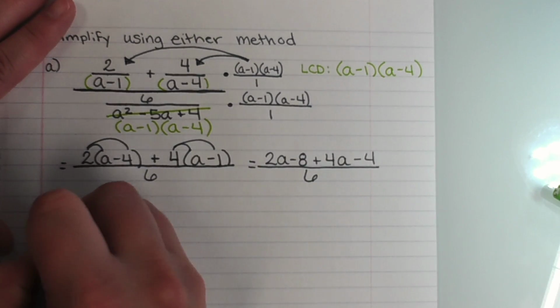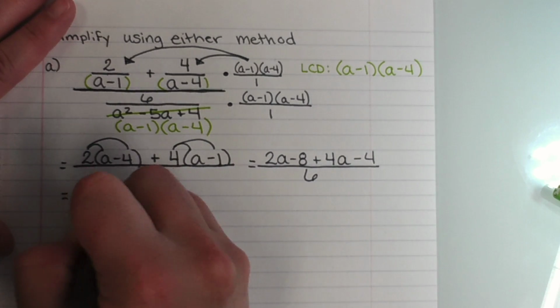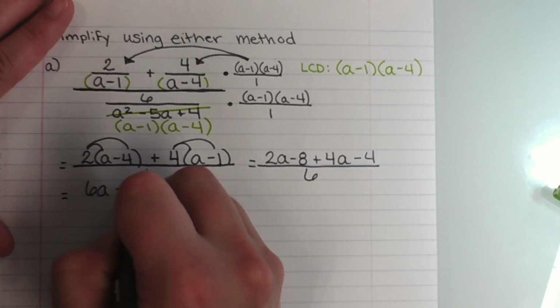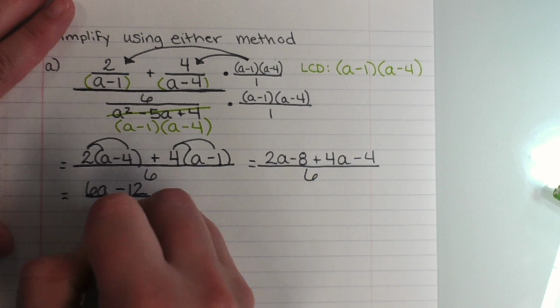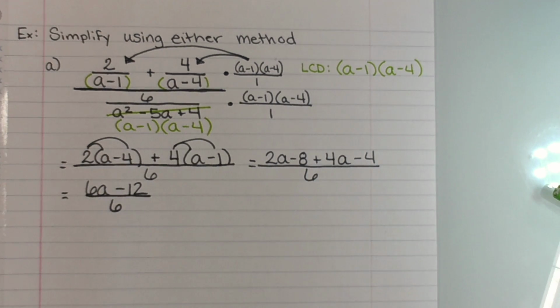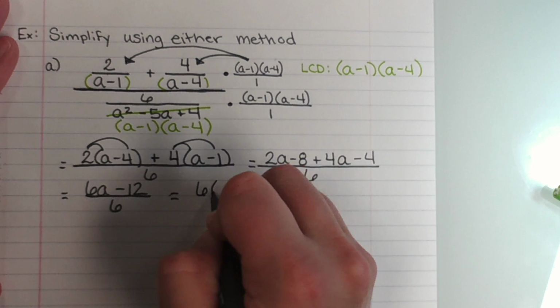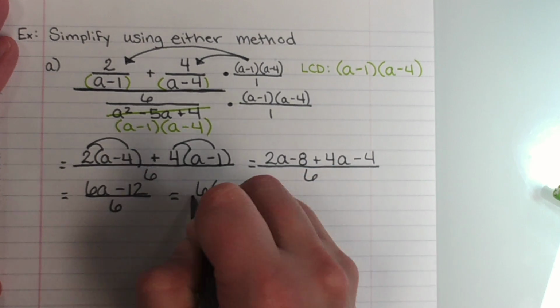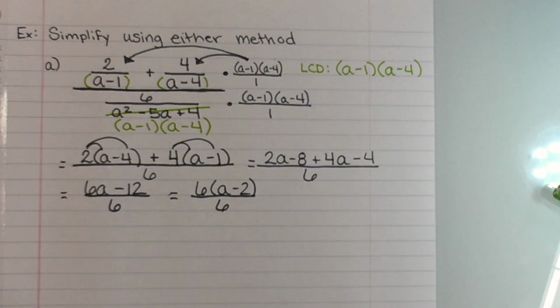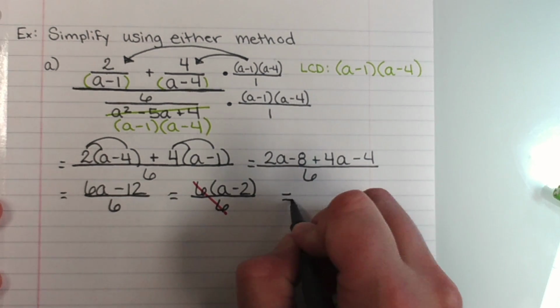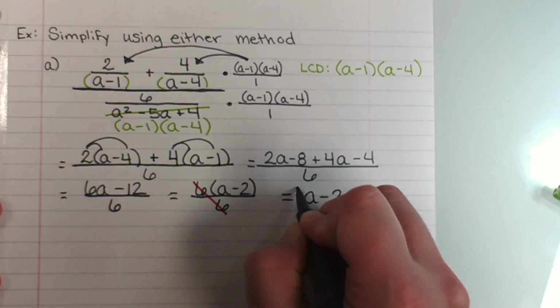And I combine like terms. 2a plus 4a is 6a. Negative 8 minus 4 is negative 12 over 6. Can I simplify? Yes, I can factor a 6 out. And the 6's will cancel. A minus 2 is our final answer.